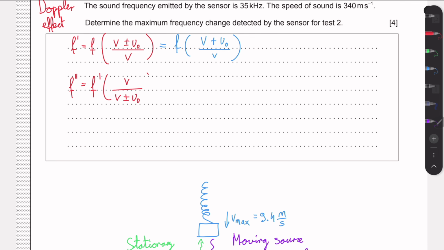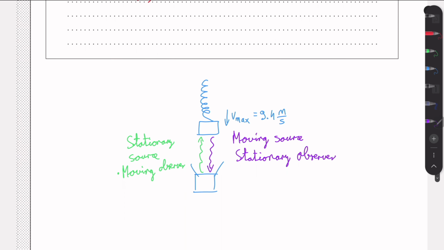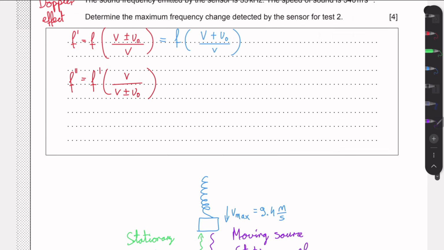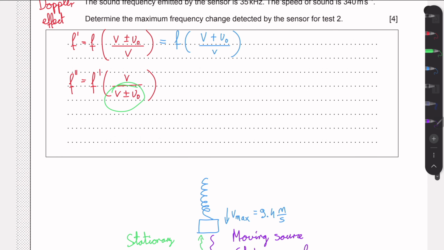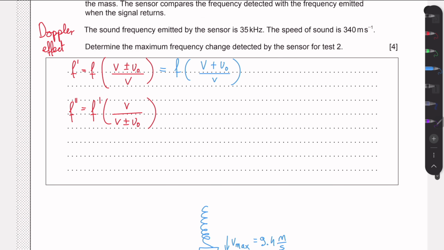Again, we can consider whether its frequency will be larger or smaller. Since our block is moving downwards again, it will compress the sound waves a little bit more, so the observed frequency will be a little bit larger at the sensor. The only way that's possible is if we take the negative sign here, as then again the top will be larger than the bottom, so we'll have a number larger than 1. So we'll have f prime times v over (v minus u0).